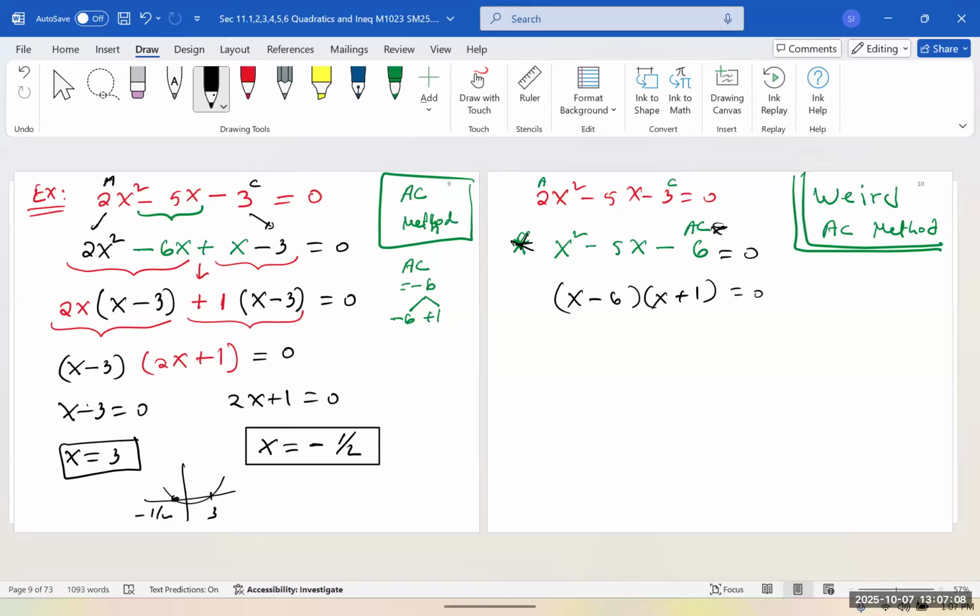But then if you look, x and x give you x squared, but we are given 2x squared. 6 and 1 will give us 6, but we are given -3. So definitely we did it wrong, right? So it's time to fix it. So how do we fix it? We do another weird thing here. See the A you see? Put A on both of them.